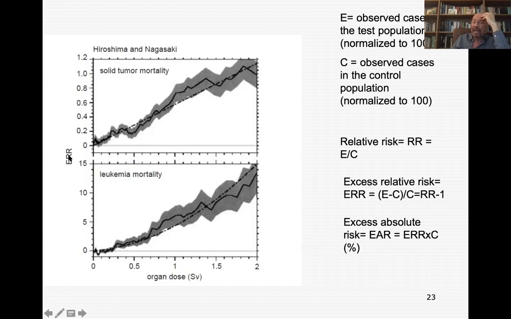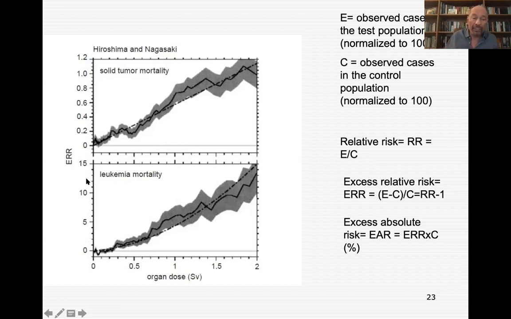So if you look at the ERR for leukemia, it's extremely high in comparison to solid cancers. You see, the scale here goes from 0. The relative risk goes to 1. You know, if the test population is the same as the control, the excess relative risk should go to 0. Even though, you know, sometimes it looks like it goes below 0, which is what I told you in the carcinogenesis lecture is called hormesis. But this is very controversial, I told you.